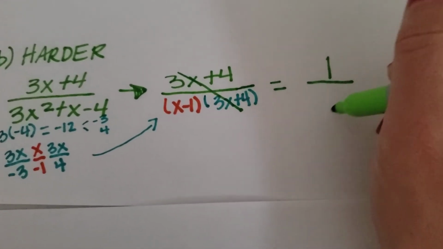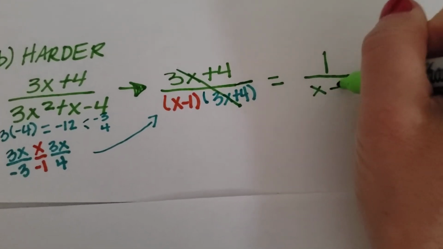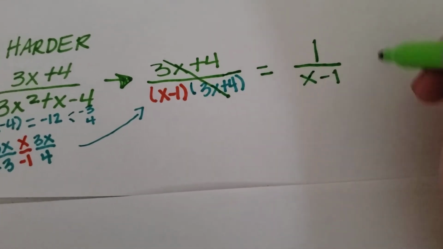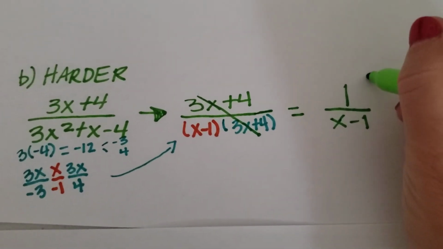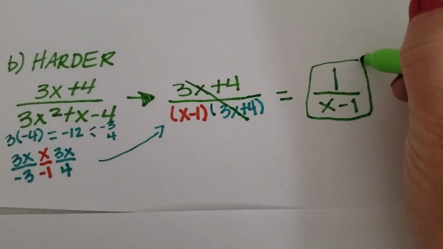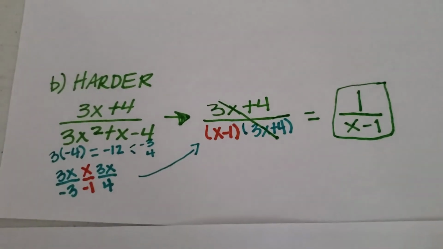Now, on the bottom, we do have this x minus 1. There's nothing else that we can eliminate or simplify in any way. So this is our simplified rational.